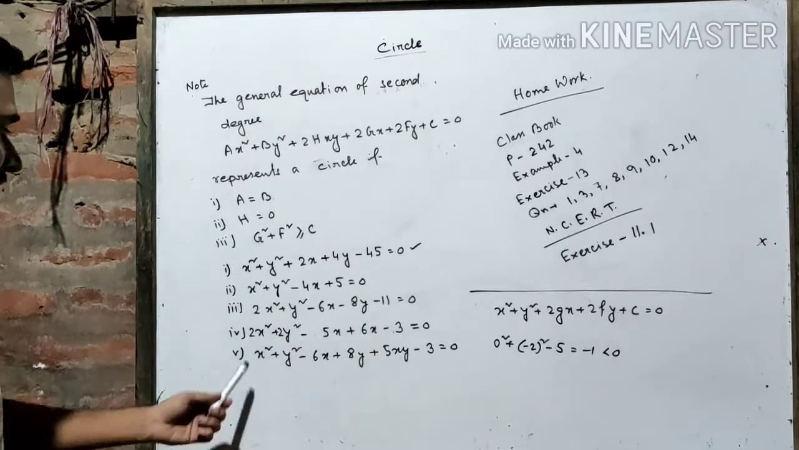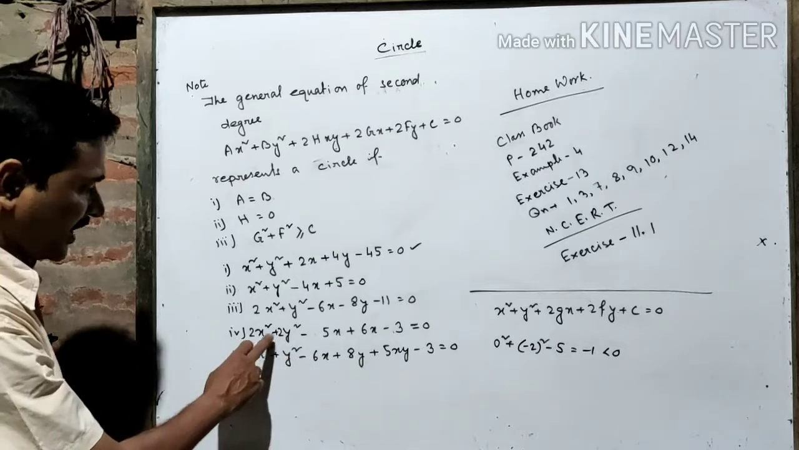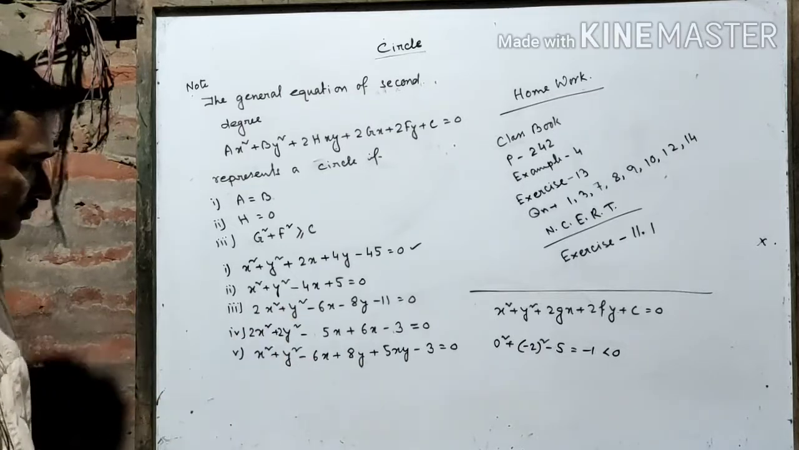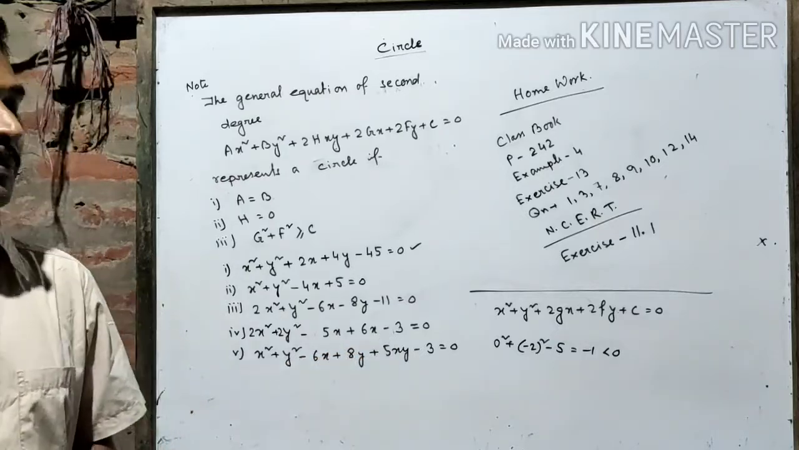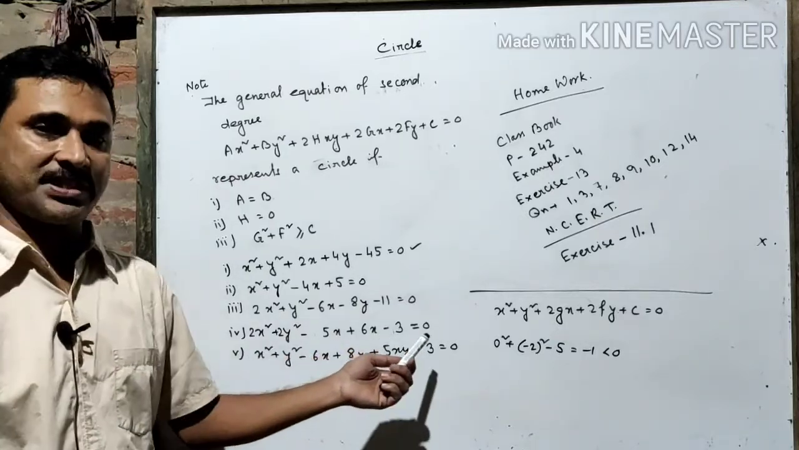What about this equation? Here a is equal to b, okay, and c is negative, so g square plus f square minus c will be a positive term, so this may represent a circle.